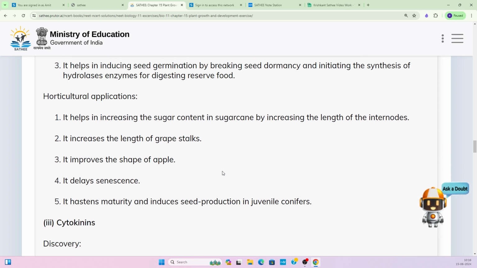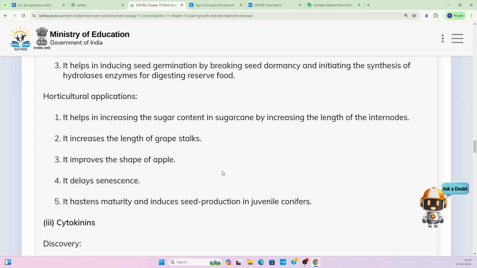Horticulture applications. It helps in increasing the sugar content in sugar cane by increasing the length of the internode. So if the internode increases in the sugar cane plant, then what happens? Okay, the sugar content of the sugar cane increases. It increases the length of the grape stalk also. It improves the shape of apple. Okay, shape of apple, and it is commercially important also for the selling of the apple.